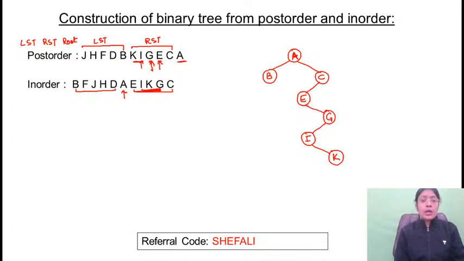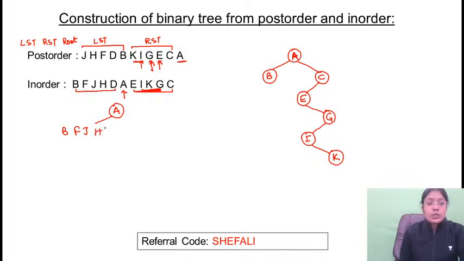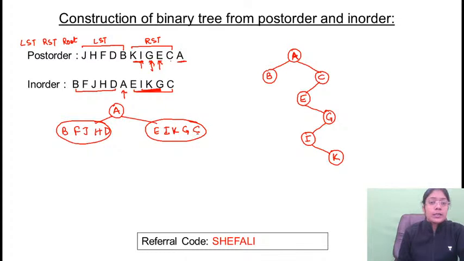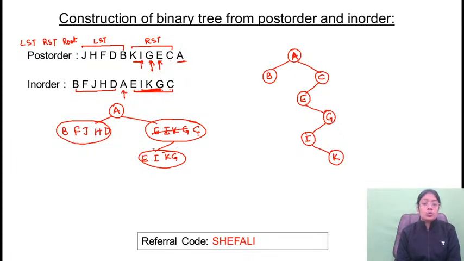If some problem is coming up, we can construct this in detail. For example, A is the root node. On the left we have B, F, J, H, D, and on the right we have E, I, K, G, C. Among these elements, C is coming at the end, so C will be the root, and all the remaining 4 elements are on the right side, E, I, K, G. Among these 4 elements, E is coming at the end, so E will be the root, and remaining 3 elements are on the right: I, K, G.